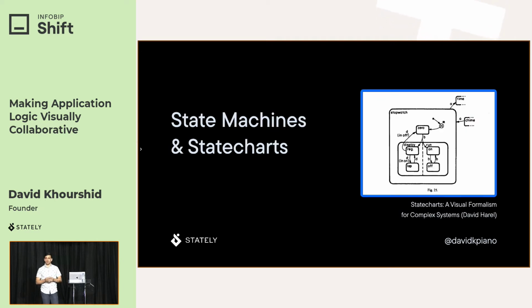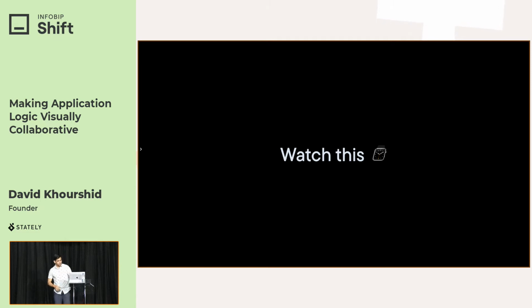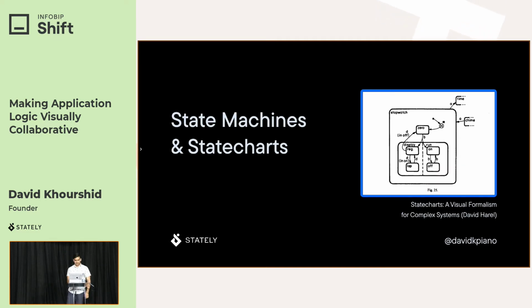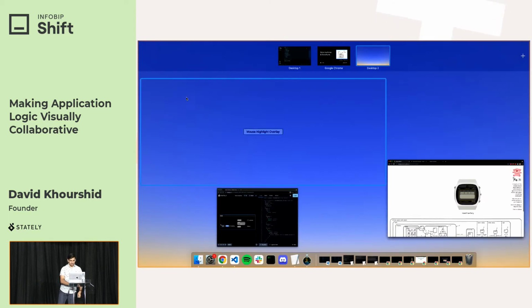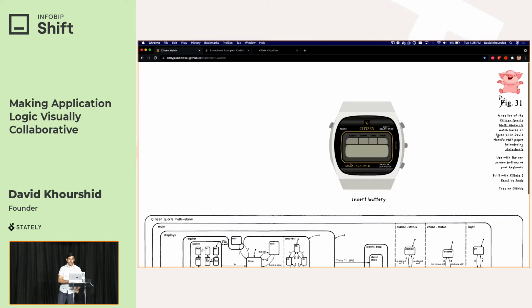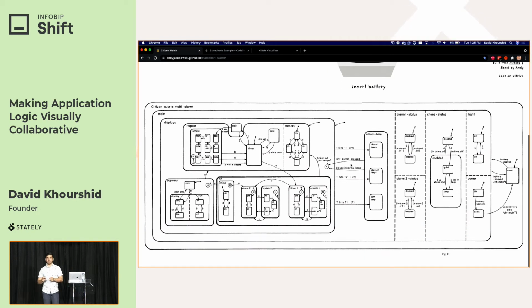Now, state machines and state charts are another example of diagrams that are not only useful for people to look at and follow the arrows and understand what's going on, but also useful for developers. And so I want to show you an example of why state machines and state charts are so useful. You might have seen this before. This is a Citizen watch, and if you have seen it before, then you might be a little bit older than me, because apparently this was in the 1980s. But this diagram at the bottom is a state chart that dates back all the way to 1987.